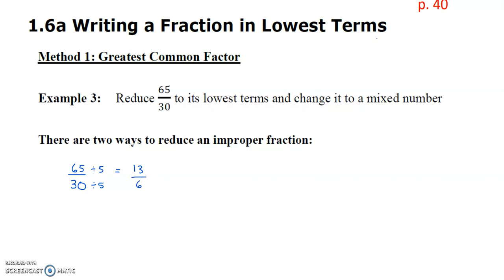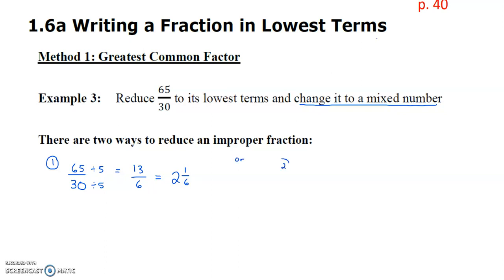It did ask us to change it to a mixed number, so from here we're going to use our dividing up method. 6 goes into 13 2 times with 1 left over. So method 1 gives us an answer of 2 1/6, where we're reducing the improper fraction and then changing the improper fraction to a mixed number.